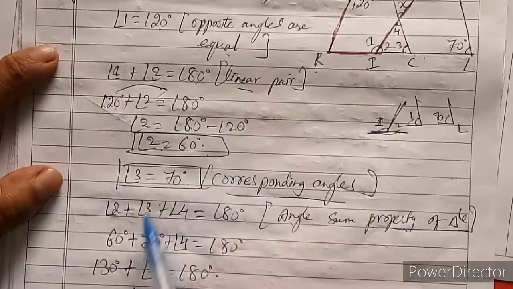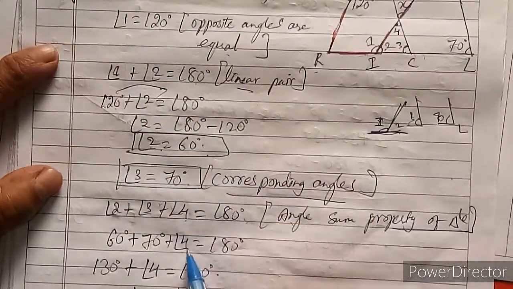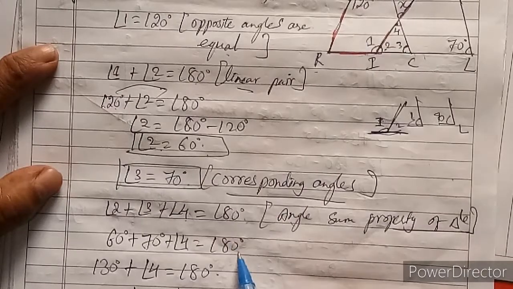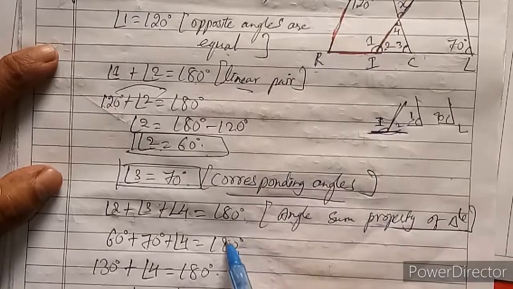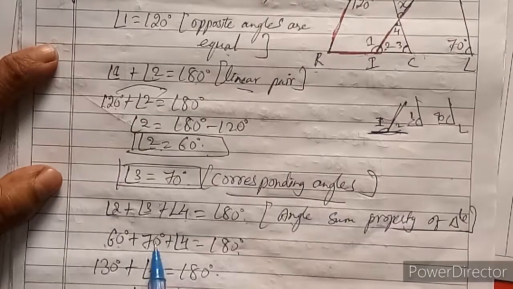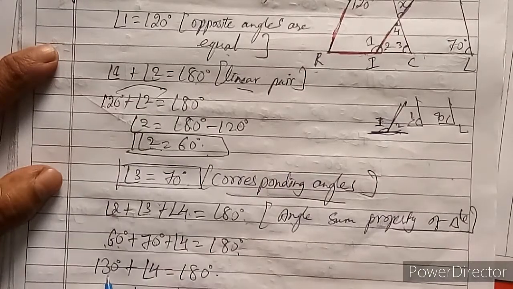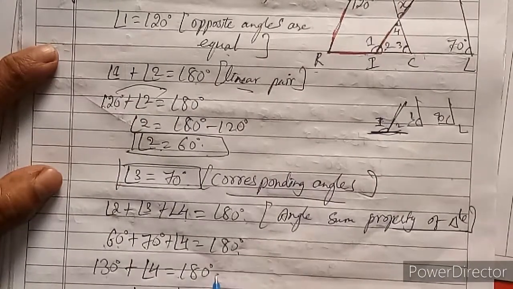Angle 2 is 60 degrees. Angle 3 is 70 degrees. Angle 4 is not given, we have to find it. The angle sum property is 180 degrees. So we add 60 plus 70, which is 130 degrees, plus angle 4 is equal to 180 degrees.